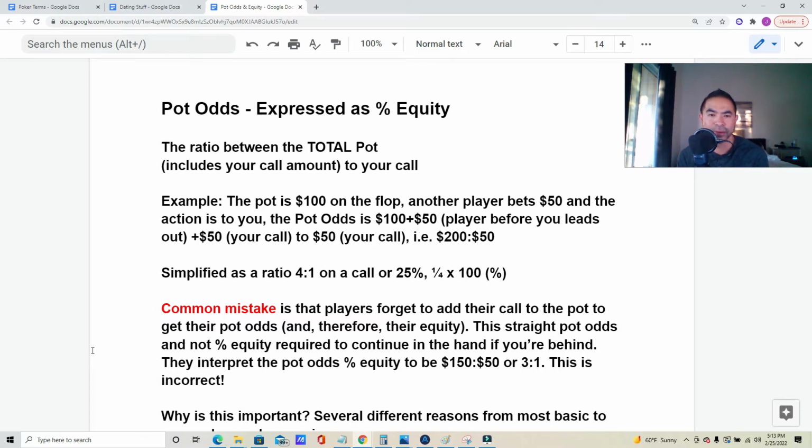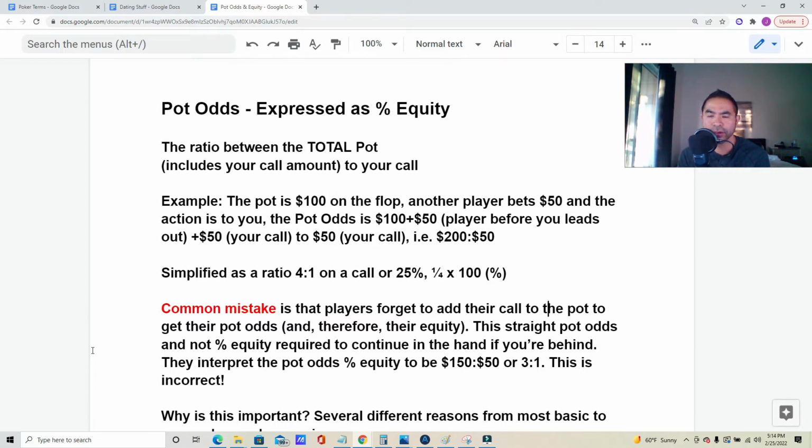But the example is the pot is $100 on the flop. Another player bets 50 and the action is to you. The pot odds, when you want to calculate percent equity, is the $100 that was already in the pot, the player that led out for 50, plus your call, to your call. That is the ratio. So reduced form, it becomes 200 to $50.